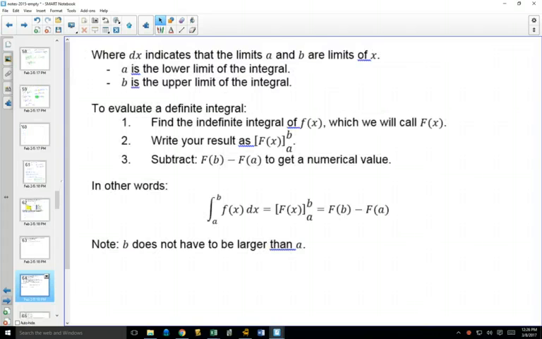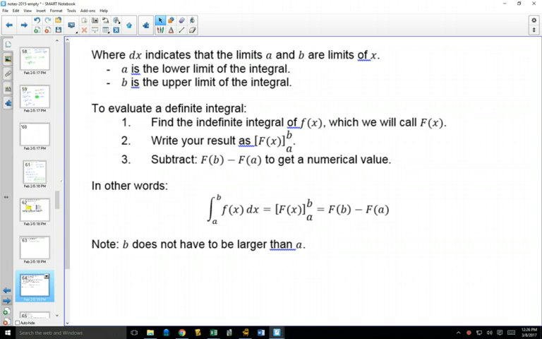So, how does this work? So the dx, that's the limits of A and B. A is our lower limit, B is our upper limit. To find out this definite integral, we start by finding the indefinite integral. So we integrate like we've been doing so far. We don't even worry about the plus c. We just do the value without the plus c.